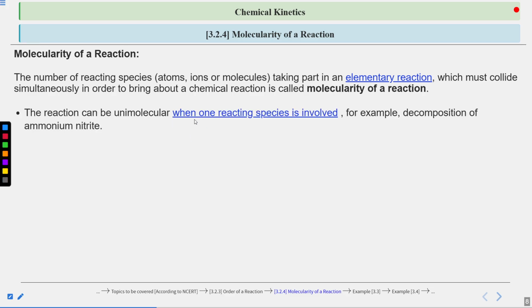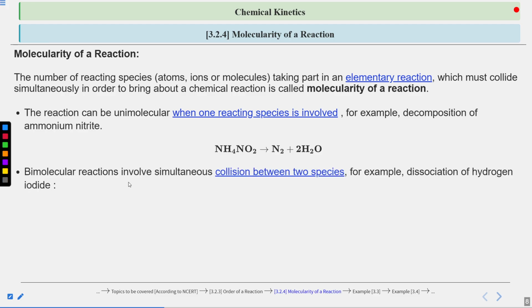A reaction can be unimolecular when one reacting species is involved. If in the rate law only one reacting species is involved, the reaction is unimolecular. For example, the decomposition of ammonium nitrite, NH4NO2. When it dissociates, it forms N2 plus 2H2O.